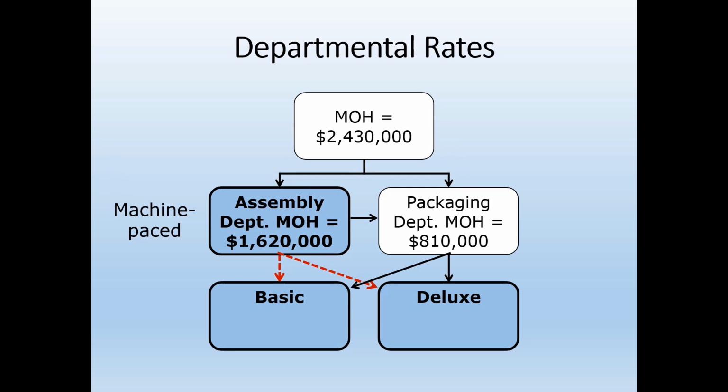Since the assembly department is machine-paced, the firm plans to use machine hours to allocate the overhead for this department. So XYZ either measures or estimates the number of machine hours that it expects to use for basic units in the assembly department and the number of machine hours that it expects to use for the deluxe units in the assembly department. Note that the deluxe units use a lot more machine hours than the basic units do in the assembly department. That's not surprising because deluxe units tend to be more complicated than basic units.